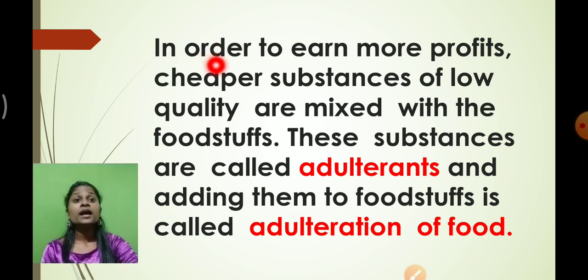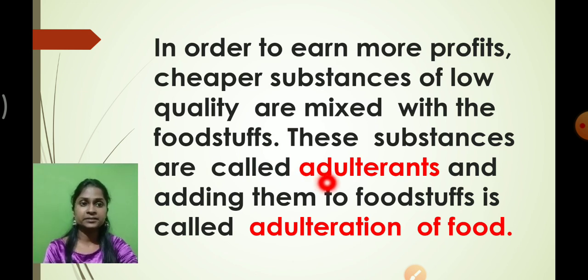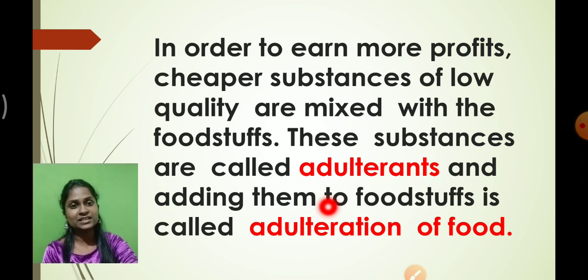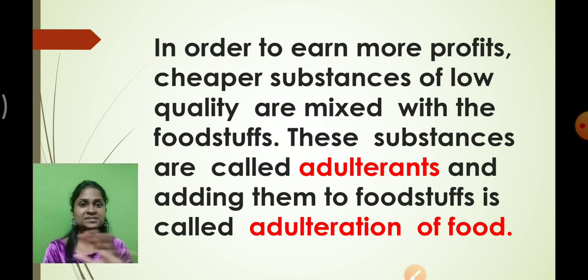Basically, in order to earn more profit, cheaper substances of low quality are mixed with the food stuff, and these substances which we are adding are called adulterant. And adding them to the food stuff is called adulteration of the food. This adulteration happens everywhere in the food market. So addition of water in the milk, water is the adulterant.